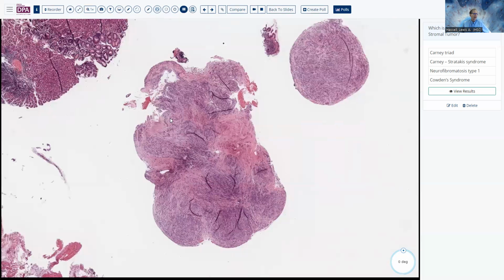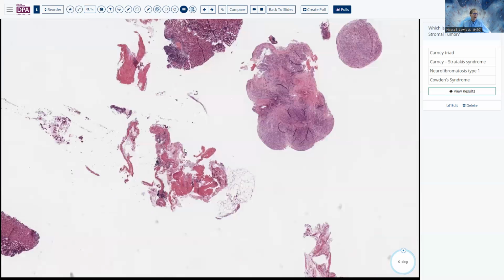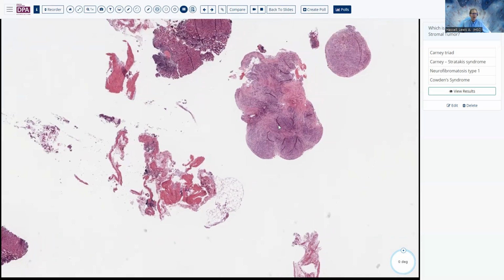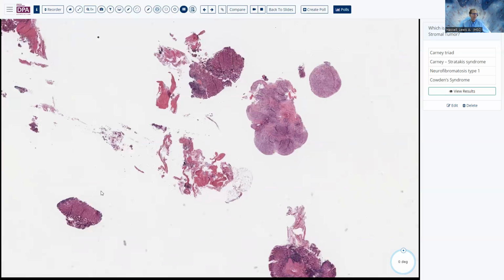So the usual immunohistochemical markers that we would do would include DOG1, CD117. We would probably also, in some circumstances, do a STAT6 to make sure we're not dealing with a solitary fibrous tumor, but also S100 and potentially a myogenic marker such as desmin.